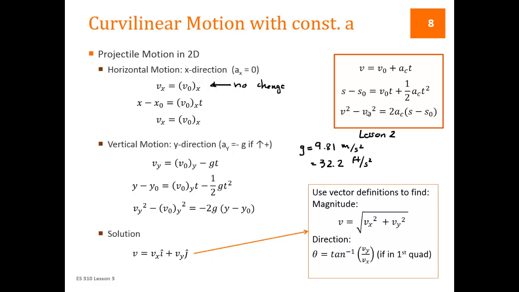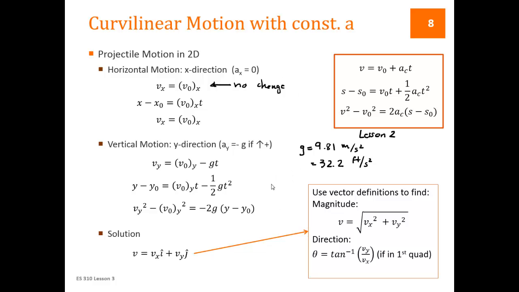Alright, so then we went back to these 3 equations, plugged in a is equal to negative g, and put in y's for the y direction, and we get 3 more equations. So we have 5 equations that will allow us to solve projectile motion.